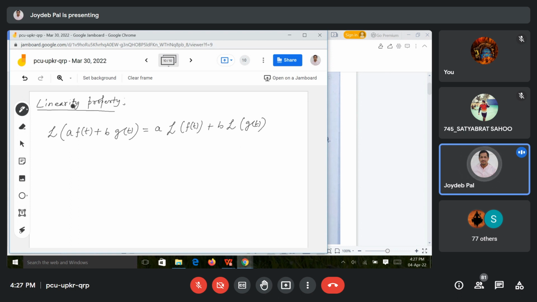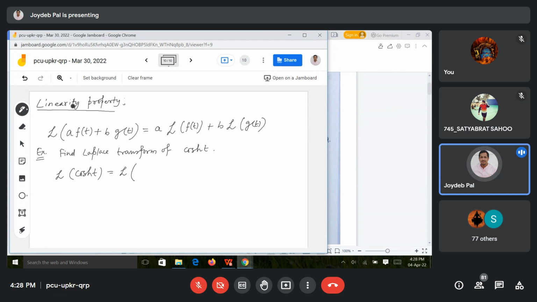Now what is the application? Where do we apply this? Like if it is asked, find the Laplace transform of, say, cos hyperbolic t. So how to find it? Here f(t) is equal to cos hyperbolic t. So the Laplace transform of cos hyperbolic t is equal to, do you know the formula for cos hyperbolic?